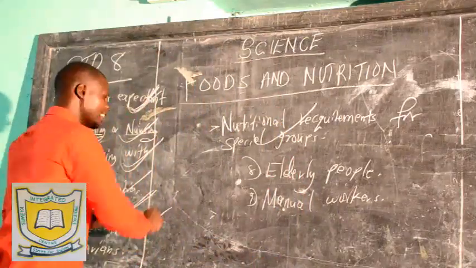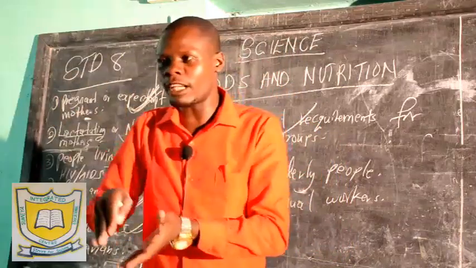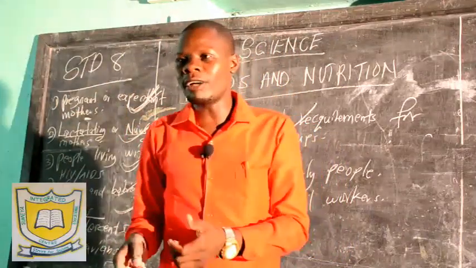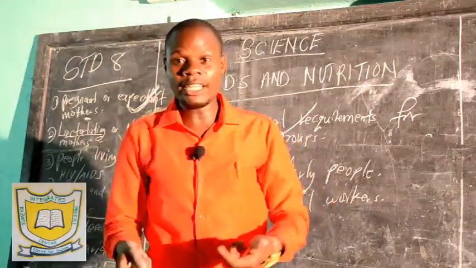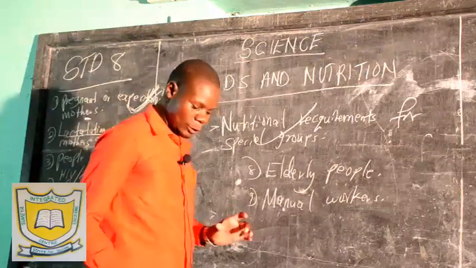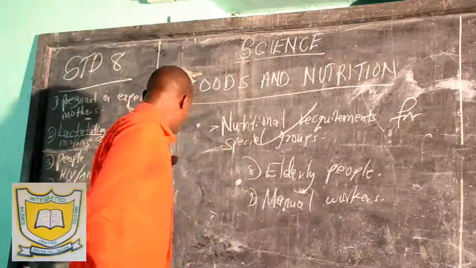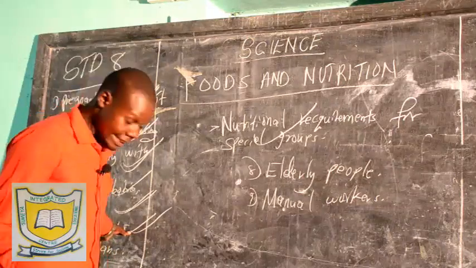a convalescent. So maybe you are advised to be given a certain type of food. When you start recovering, you reduce one nutrient and increase another according to the prescription of the doctor. So we call them convalescents. You have to take care of such a group and provide the nutrients that are needed as they recover.